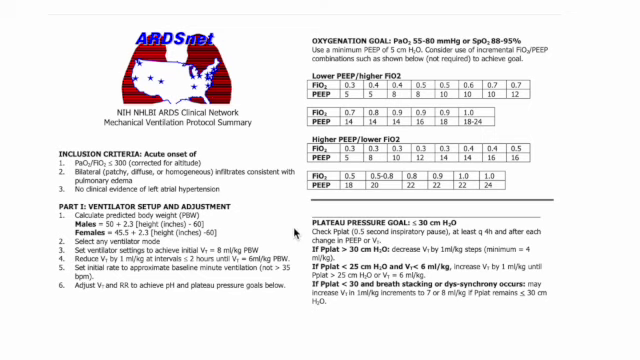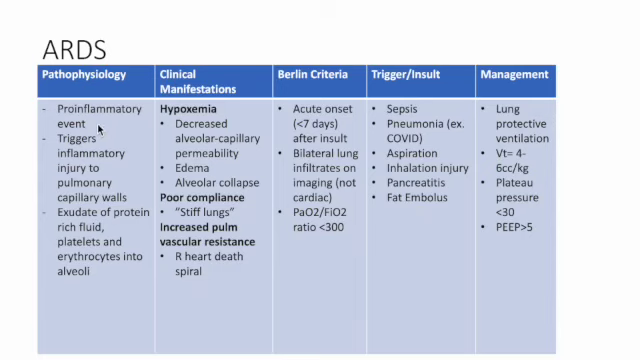So in summary, ARDS is inflammatory injury to the pulmonary capillary walls, which leads to an exudate of protein-rich fluid, platelets, and erythrocytes into the alveoli.